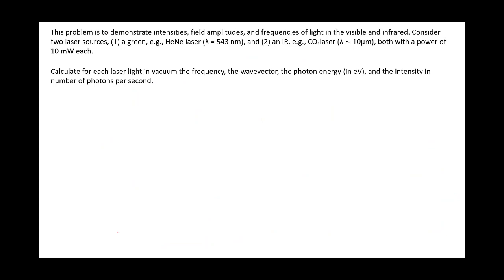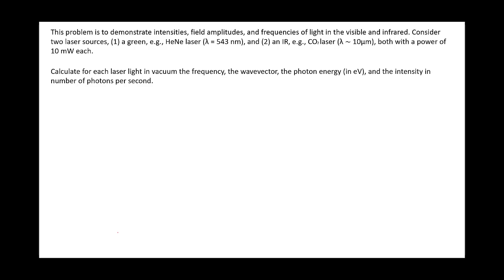Okay, so next what we are going to do is look at different types of light and see how we can look at intensities, electric fields, and frequencies of light, to get a hands-on feeling for that. Right, so we are going to consider two laser sources. One is a helium neon laser at 543 nanometers. Another is a carbon dioxide laser at 10 microns, right? And both have a power of 10 milliwatts each, right?